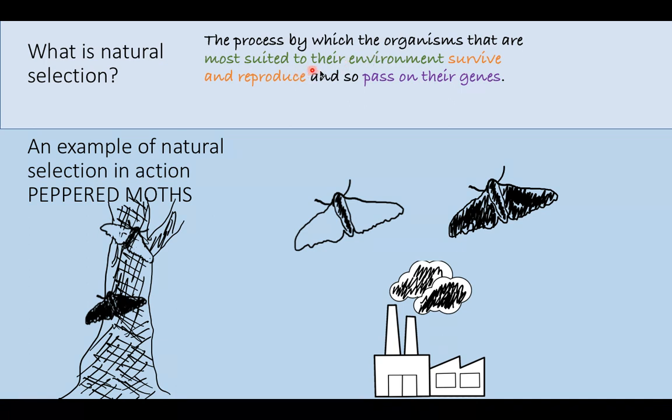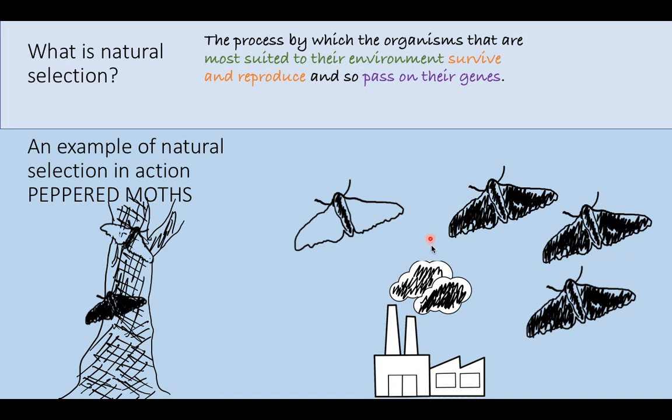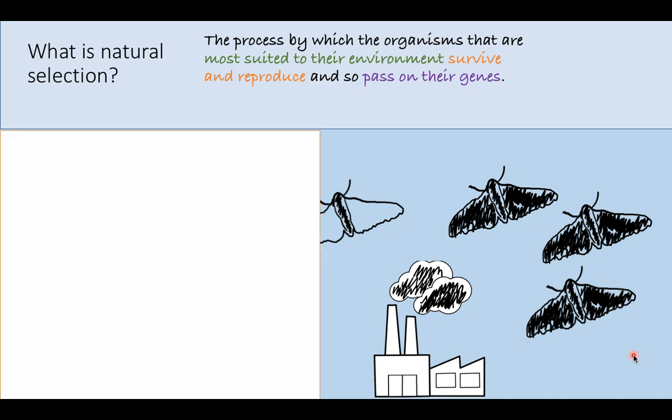And so which one is now most suited to its environment? Well, it's the darker peppered moths. So they're going to survive, and they're going to reproduce and make more baby darker moths with those preferred genes, which are more suited to their environment. So what do we need for natural selection?